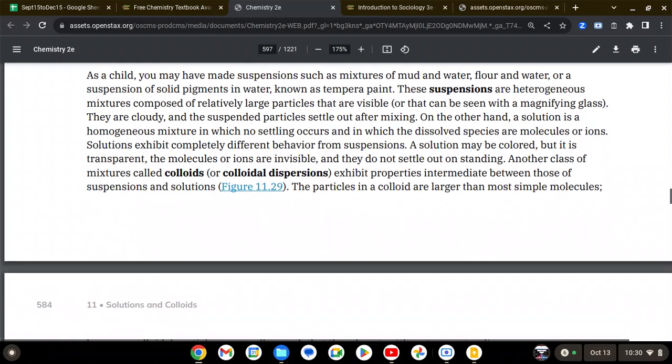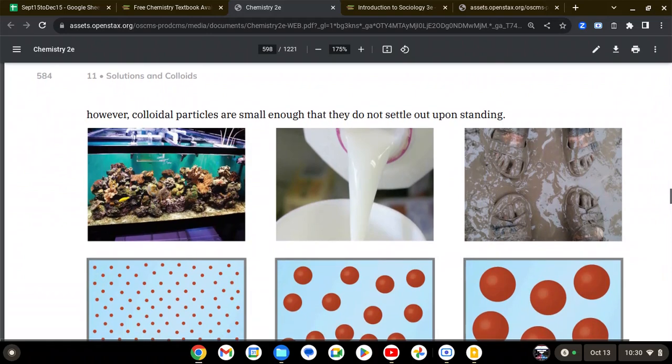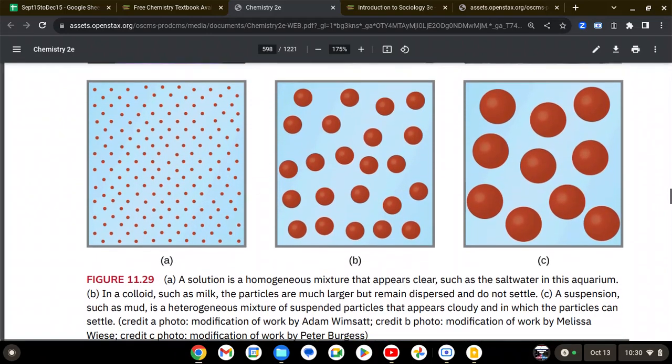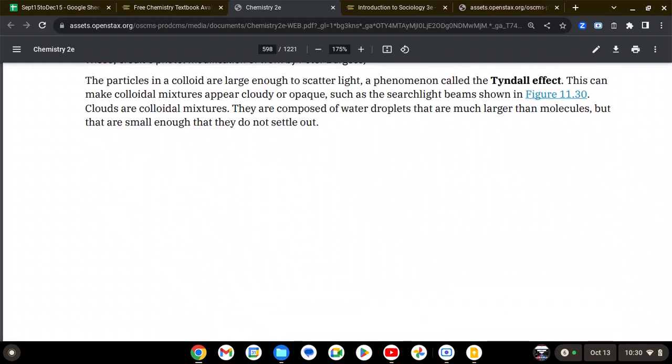The particles of a colloid are larger than most simple molecules. However, colloidal particles are small enough that they do not settle out upon standing. The particles in a colloid are large enough to scatter light, a phenomenon called the Tyndall effect. This can make colloidal mixtures appear cloudy or opaque, such as the searchlight beams shown in Figure 11.30. Clouds are colloidal mixtures. They are composed of water droplets that are much larger than molecules, but that are small enough that they do not settle out.